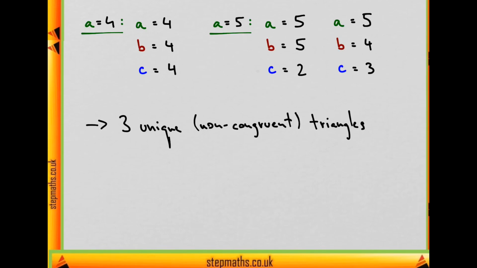So to conclude, there are 3 unique, by which I mean non-congruent triangles, which satisfy all of the conditions above. And so C was the correct answer.